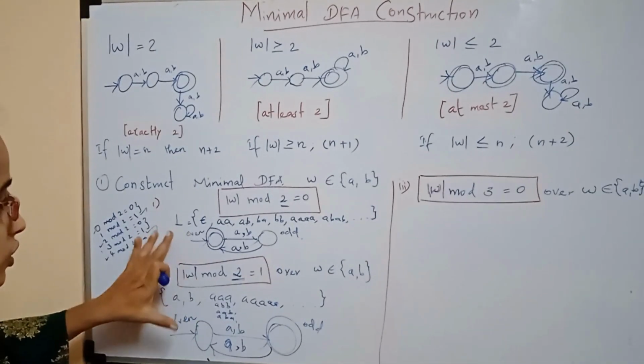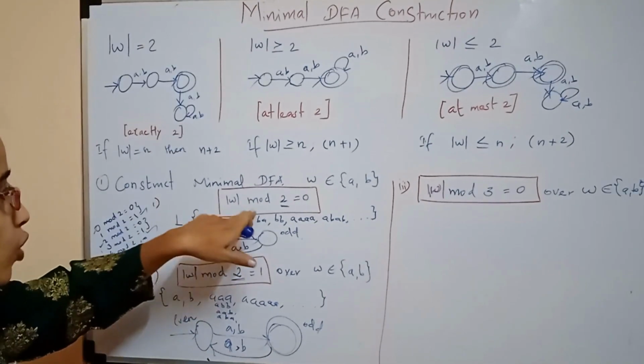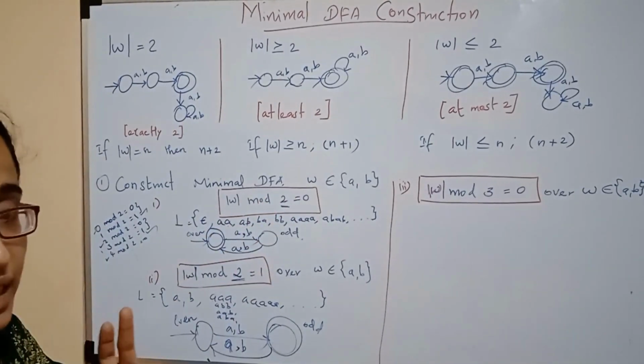I hope you understand both of these. When I say the length of the string mod 2 is equal to 0, you will have two states. This denotes the number of states.